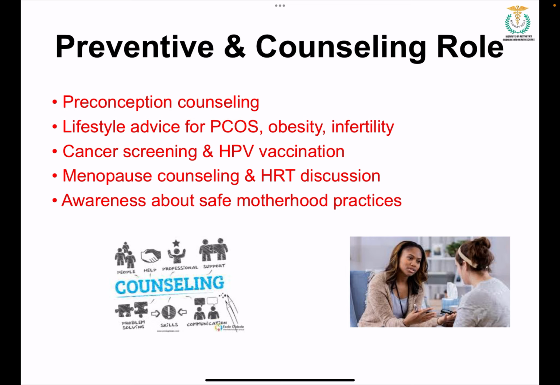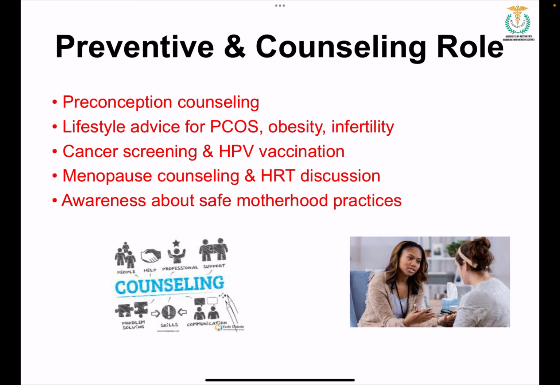Next comes the menopause counseling and HRT discussion. Here we have to explain to the patient their hormonal changes, the risk of osteoporosis, and discuss hormone replacement therapy, that is HRT, when needed. I have to explain to the patient why it happens, what the physiological changes are, and what is happening in their body. So these come under the preventive and counseling role of an OBGYN in menopause counseling.